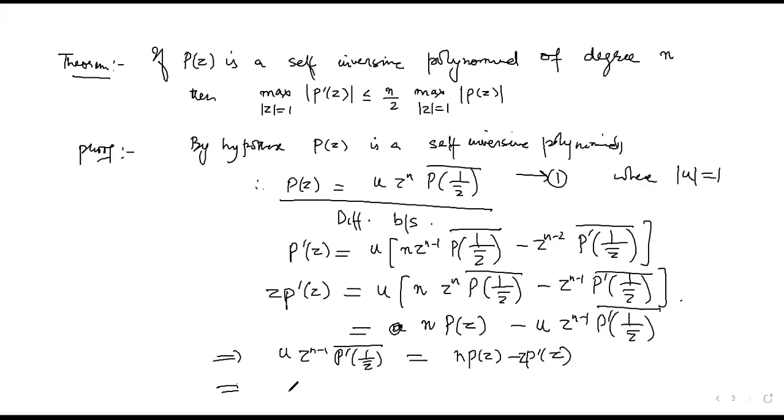So which implies, of course, taking mod on both sides, mod of u of z raised to the power n minus 1 p dash of 1 by z bar is equal to mod of n p of z minus z p dash of z. Now it is almost done. Now modulus of u is 1, so we can take it out and finish it. So what do we get? It would imply that modulus of z raised to the power n minus 1 p dash of 1 by z bar, whole bar is equal to modulus of n times p of z minus z times p dash of z.